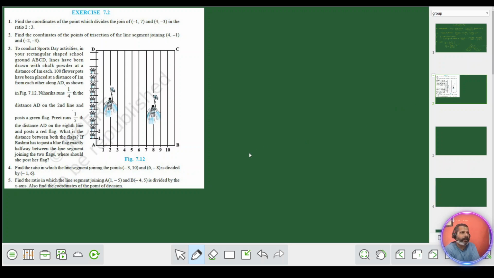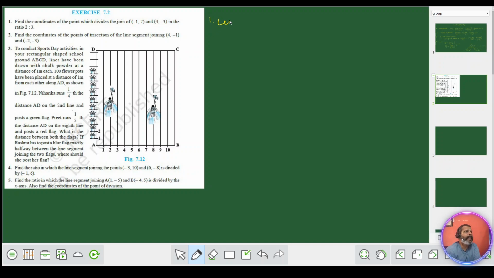We'll see a few questions from the exercise. See, find the coordinates of the point which divides the line joining (minus 1, 7) and (4, minus 3) in the ratio 2 is to 3. This means the ratio is given, A and B are given, and P of (x, y) is asked. So we have to use the section formula. It's a straight substitution and simplification.